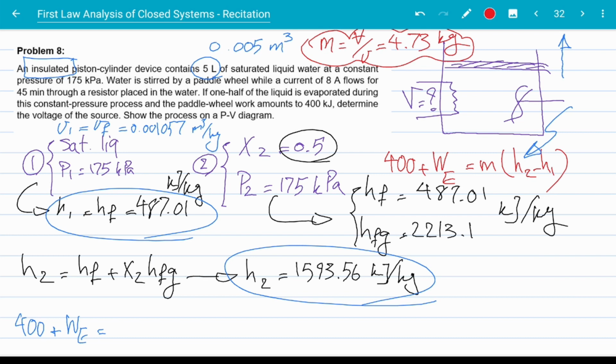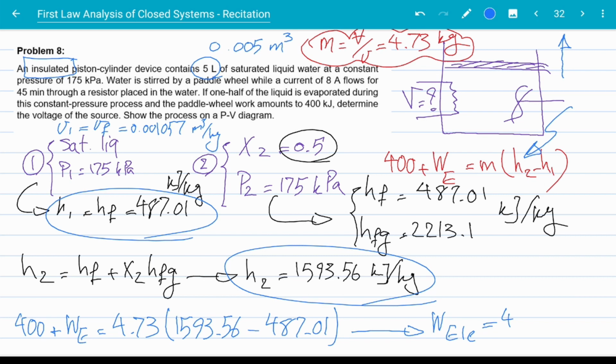So let's continue with the equation below. Plug in mass 4.73 kilograms times (h2, 1593.56, minus h1, 487.01), and we get that the electric work is 4,833.98 kilojoules. But this is not what the problem asks. The problem wants to know the voltage of the electric source.